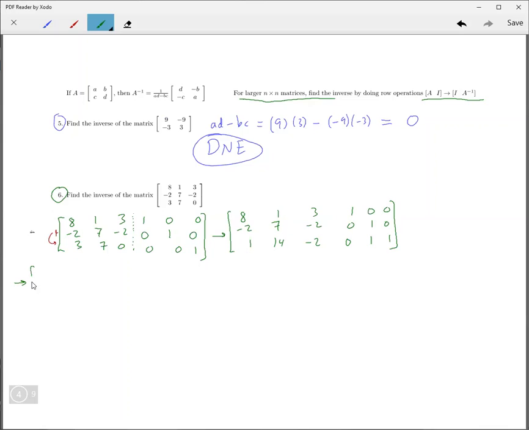Let's continue. This time I'm going to swap these two rows. Okay, so I'm going to use that operation. So the top row will be 1, 14, -2, 0, 1, 1. Middle row stays the same. Bottom row becomes the top. The top row goes to the bottom. I think I probably should try to keep these lined up really carefully like I'm doing.